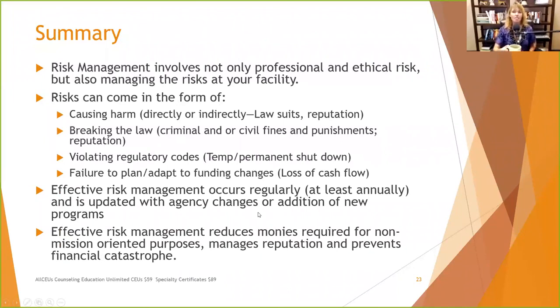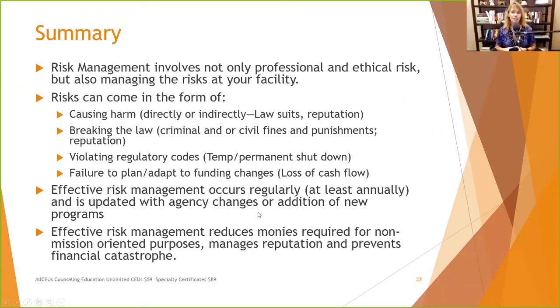Risk management involves not only professional and ethical risk, but also managing the risks at your facility, environment of care stuff. Risks can come in the form of causing harm, directly or indirectly, to a person, breaking the law, intentionally or unintentionally, violating regulatory codes, which may cause your facility to be temporarily or permanently shut down, and failure to plan or adapt to funding changes, such as a lot of people are experiencing right now where federal funding gets cut. So how do we keep the doors open?